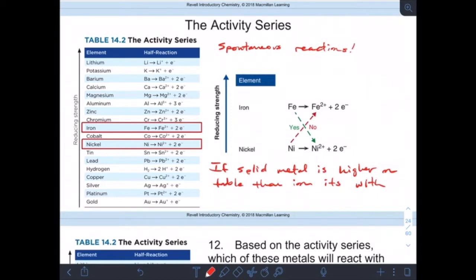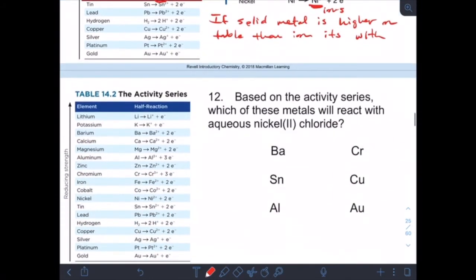So in the case of solid iron with nickel ions, find the metal on the table. That's the iron. And is it higher on the table than the ion? That would be the nickel 2+. Then yes. And that's sort of what this red and green crisscross thing is showing. So let's do a little bit of practice.